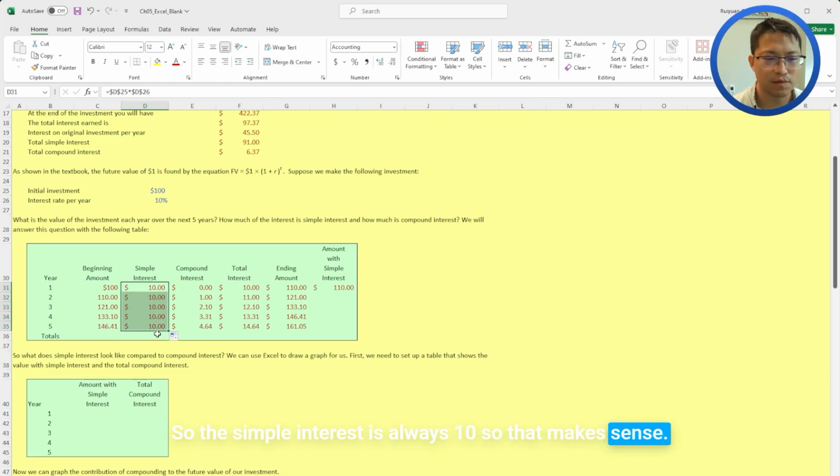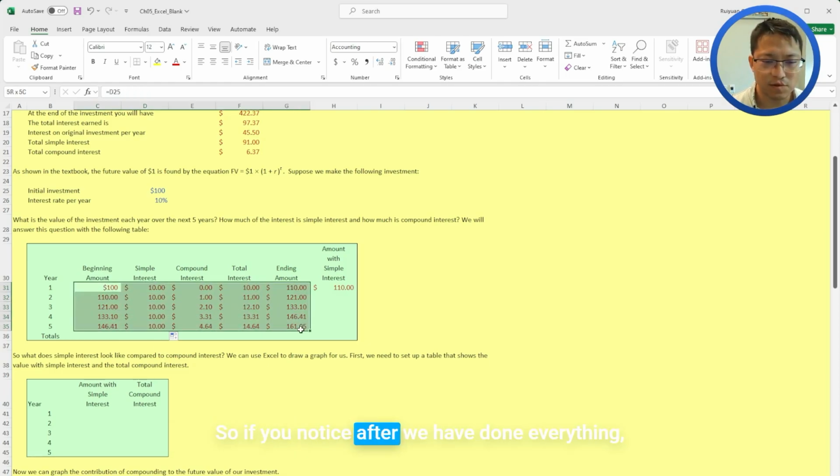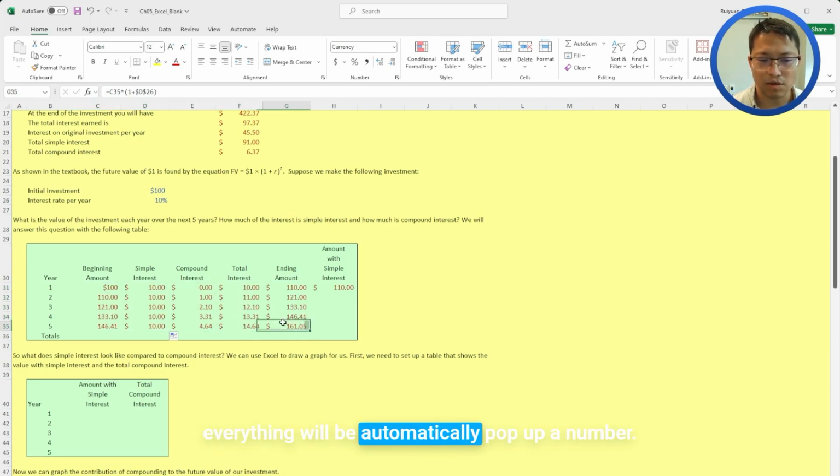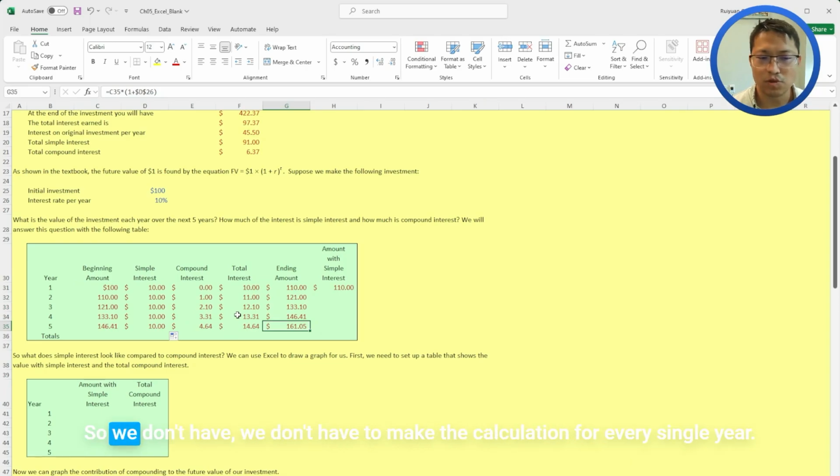That makes sense. If you notice, after we have done everything, a number automatically pops up, so we don't have to make the calculation for every single year. Just imagine if we're making the calculation for 30, 40 years, it's going to be a lot of work. But in this case, we can apply the equation to all the years moving forward. That can save us a lot of time.